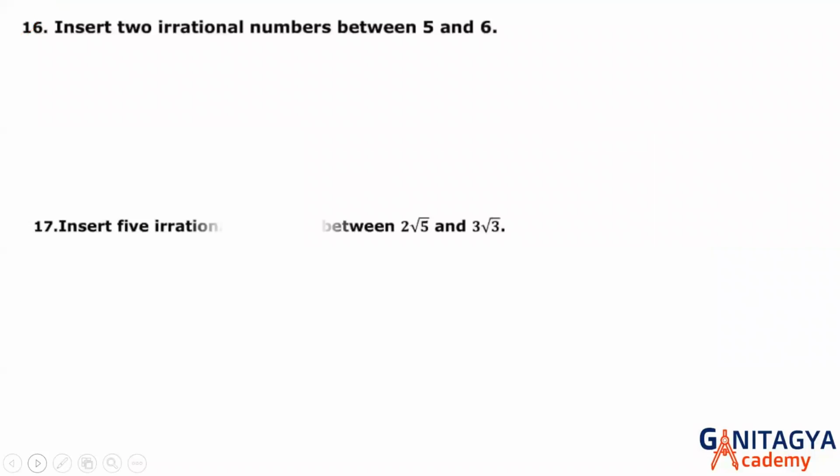The next question is: insert 5 irrational numbers between 2 under root 5 and 3 under root 3. So let me tell you the method again. Like previously, instead of 5 I have written under root 25, and instead of 6 I have written under root 36.